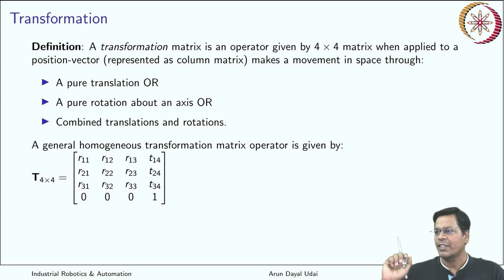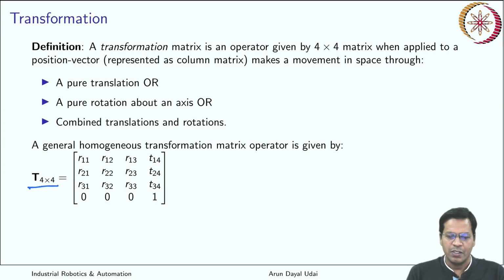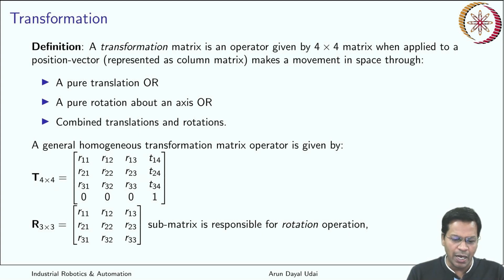So in general, that is known as a homogeneous transformation matrix operator, which is given as a transformation matrix. 4 cross 4 is the dimension of that matrix. So it contains these elements R11, R12, R13, and so on, and then you have a column that comes at the end. So each one of them, what are they? The R matrix is a 3 cross 3 submatrix, which is here.